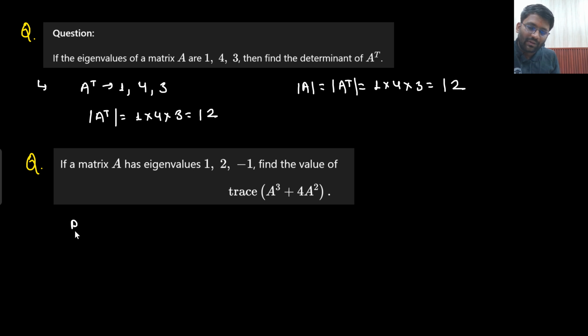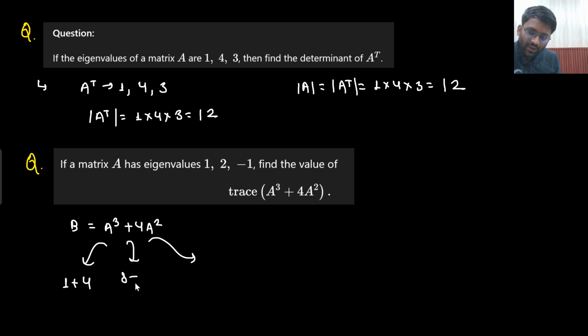So let's say we treat this matrix as B, which is A cube plus 4A square. So what will be its eigenvalues? Write down the eigenvalues. With respect to 1, it will be 1 cube plus 4. With respect to 2, it will be 2 cube, 8, and 16. And with respect to minus 1, it will be minus 1 plus 4. So the values come out to be 5, 24 and 3. So these are its eigenvalues.